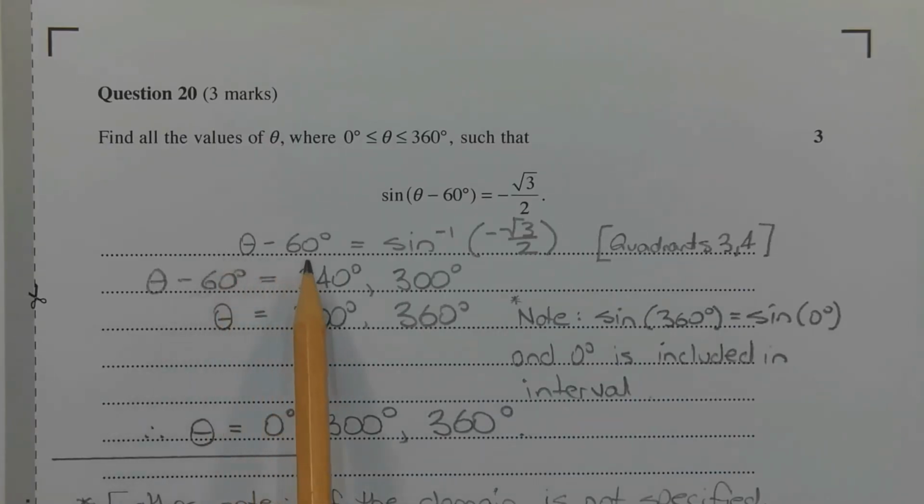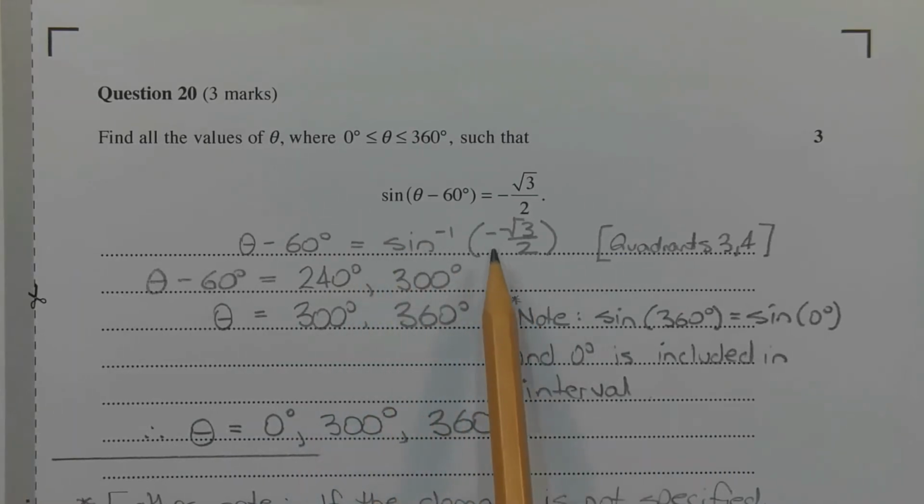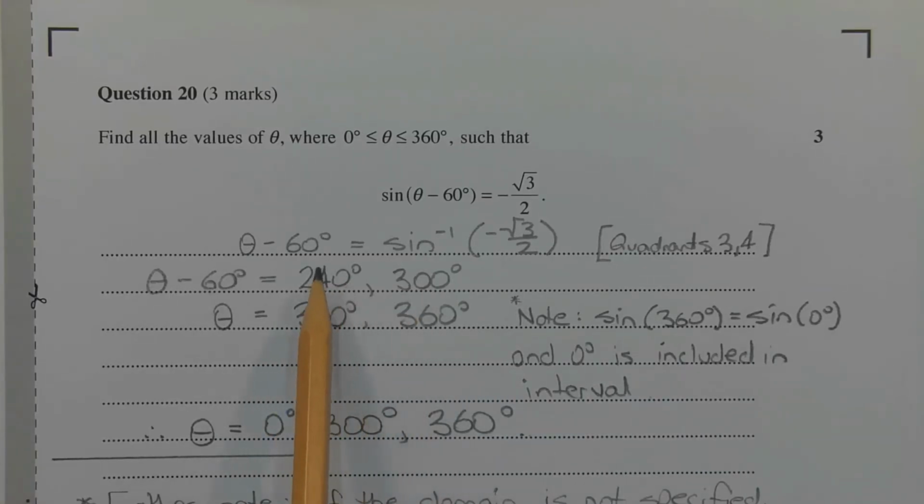So theta minus 60 degrees is equal to the inverse sine of negative root 3 over 2. And that gives us two angles. It could either be 240 degrees or 300 degrees. Another way to work this out is to work out the inverse sine of positive root 3 over 2. And in that case, you'll get 60 degrees.